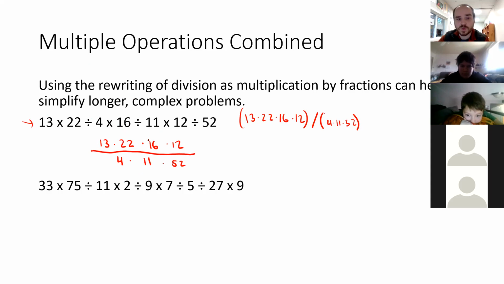And one of the nice things is we can start doing some canceling out as we go. So, for instance, 4 and 16, I can cancel this to 4 over 1. 22 and 11, I can cancel this to 2 over 1. And then the 52 would actually cancel out with the 4 and the 13. So we can solve this really quick down to 24. But that's not necessarily the thing you need to know right now.